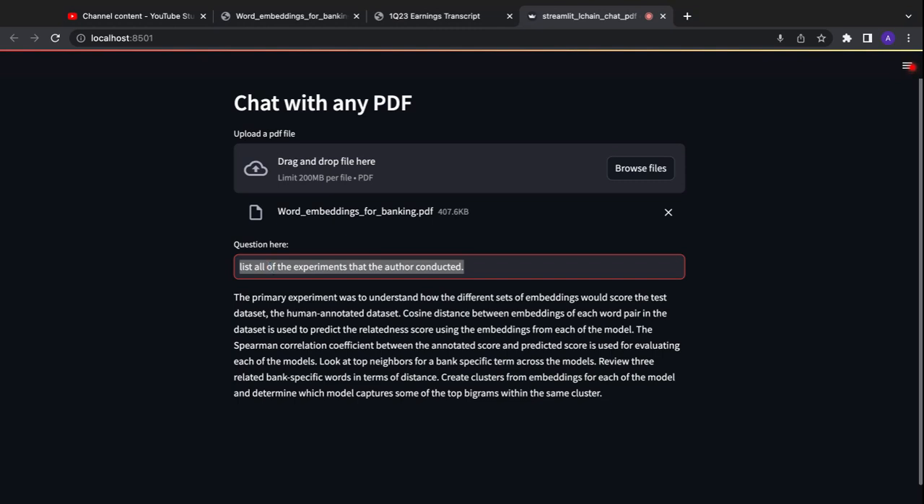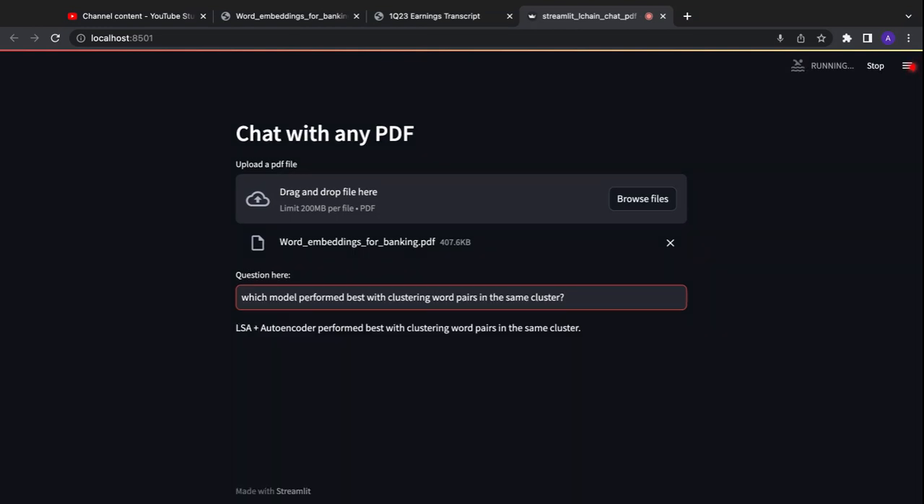Let's ask one I already know the answer to. So let's see which model performs best with clustering word pairs in the same cluster. It should be LSA plus autoencoder. Pretty straightforward question. So no problems there.